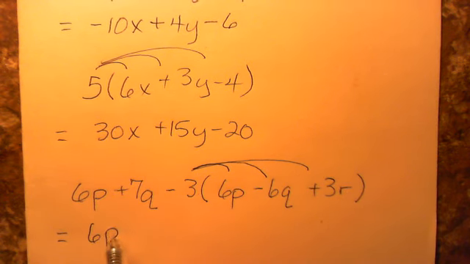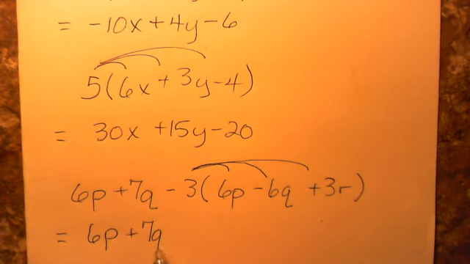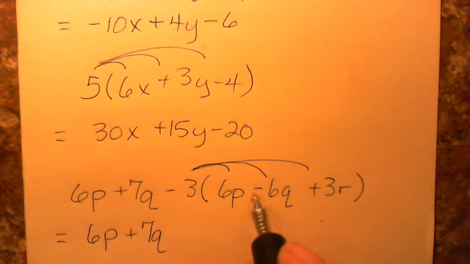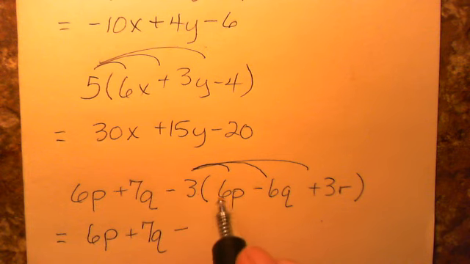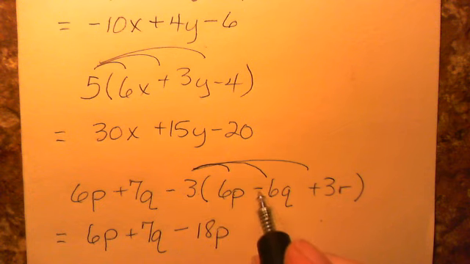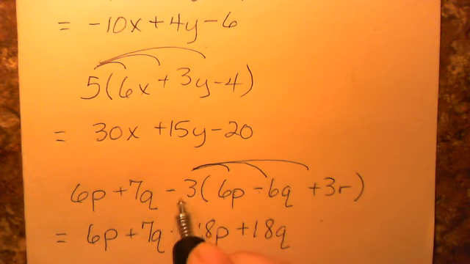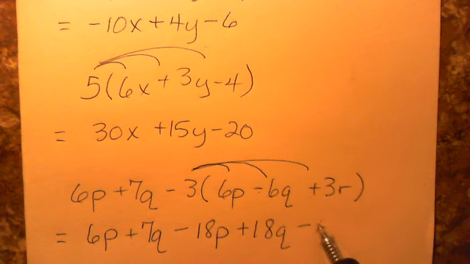So 6p is not multiplied by anything, neither is 7q. Now we're going to distribute the -3 by multiplying it to remove these parentheses. -3 times 6p is -18p. -3 times -6q is positive 18q. -3 times positive 3r is -9r.